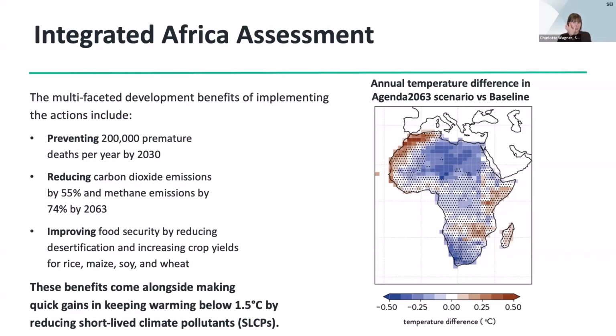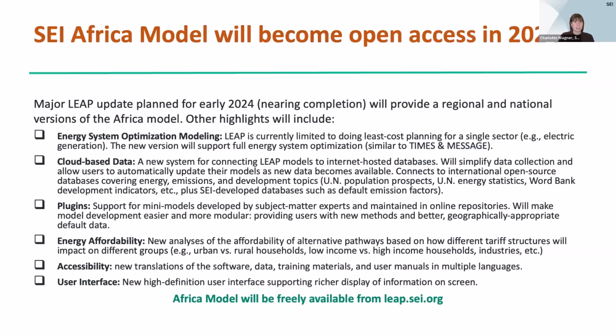And here on the right-hand side in this graphic, I'm showing the annual temperature difference that would be accomplished through executing the Agenda 2063 scenario in comparison to simply pursuing current EAU policies. The SEI Africa model is not yet publicly available, but it will become open access in 2024. It will be published together with a major LEAP update, which is almost complete, and will be published in the first quarter of 2024.